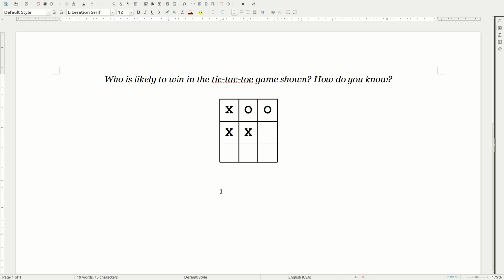So take a moment and think about the easy question: who is most likely to win in the tic-tac-toe game that's shown? But the harder question: how do you know this? And to start to think about how a computer might come to know something like that as well. So, who's likely to win? But even more beyond that, how would you know? Or how would a computer be able to learn the same sort of information that you have there? Pause the video. Think about it for a moment.